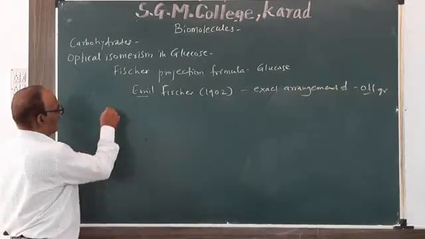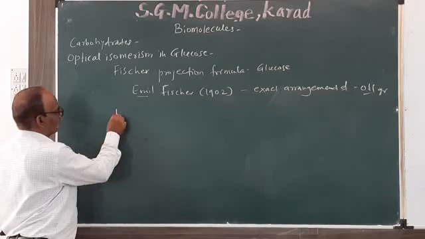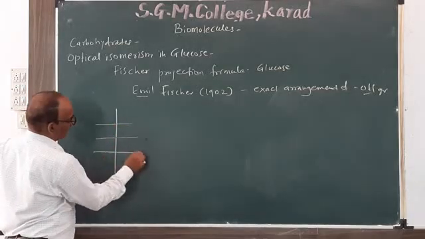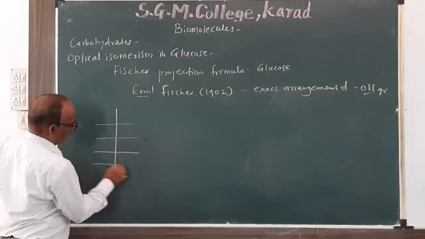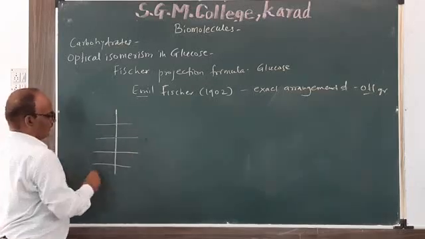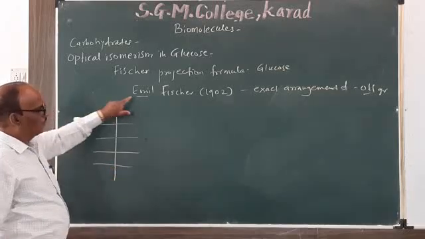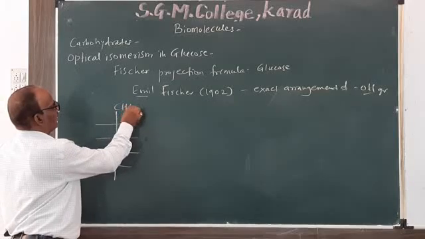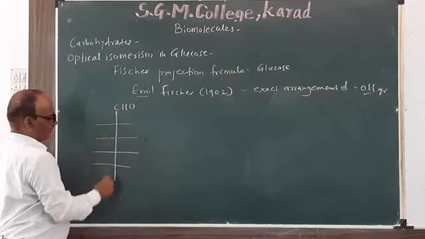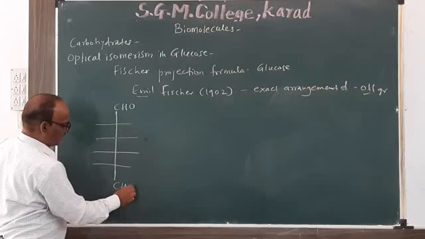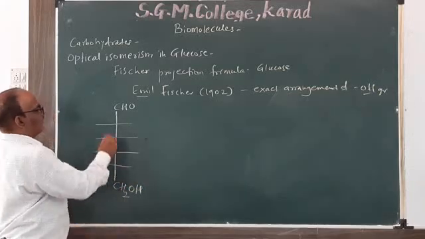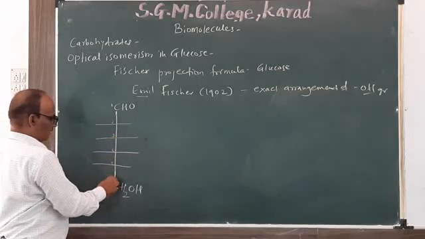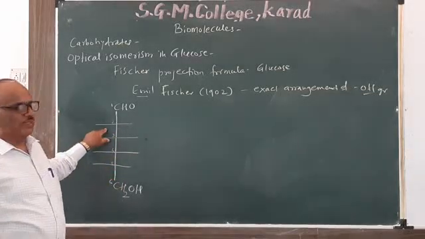Here there are vertical and horizontal lines. Draw horizontal lines across one vertical line, and this represents the Fischer projection formula for glucose. This is the first carbon atom. At carbon number 1, the aldehyde group is present, and at carbon number 6, the CH2OH group is present. Number the carbon atoms 1, 2, 3, 4, 5, and 6. There are a total of 6 carbon atoms in glucose.